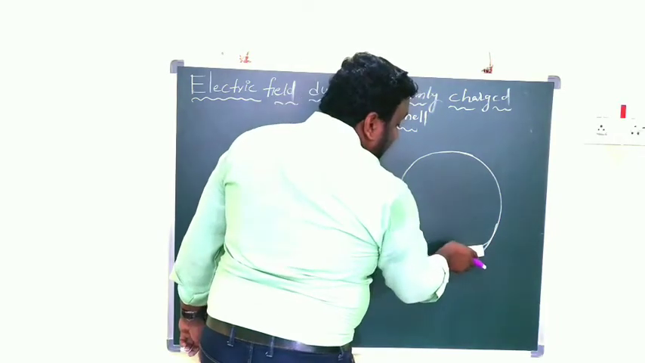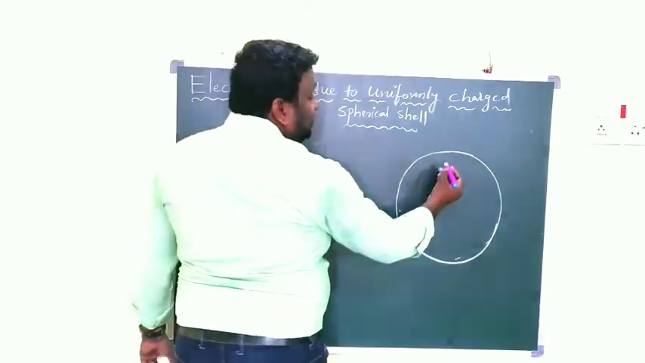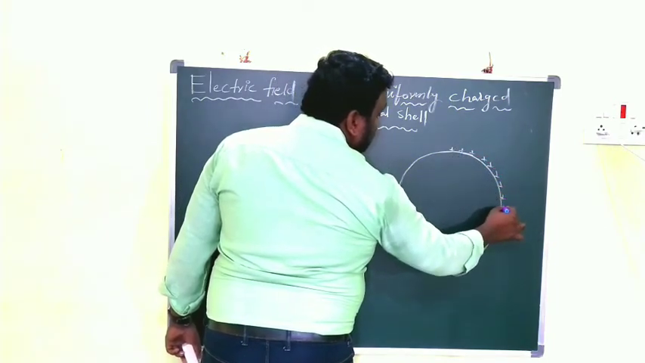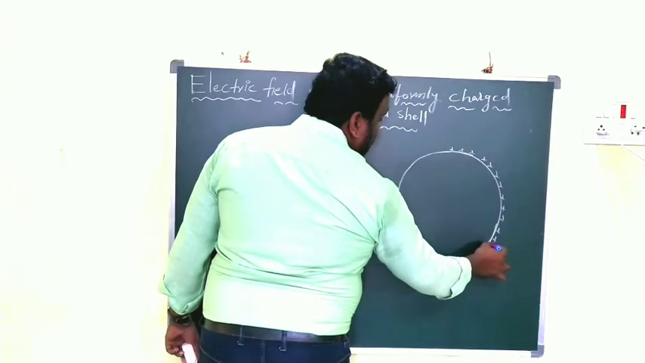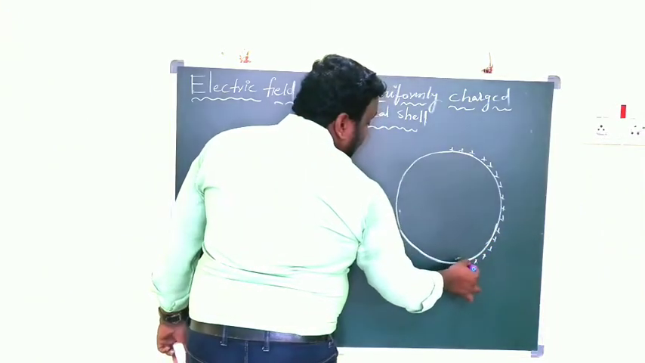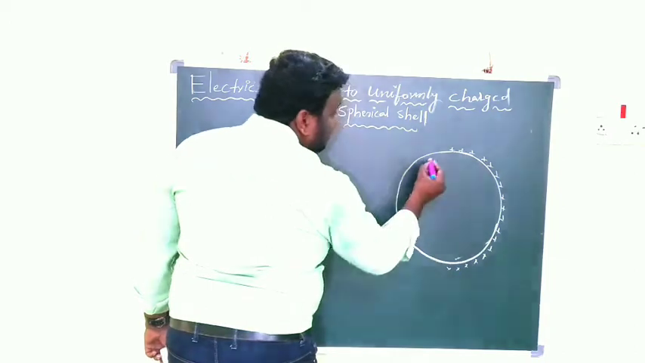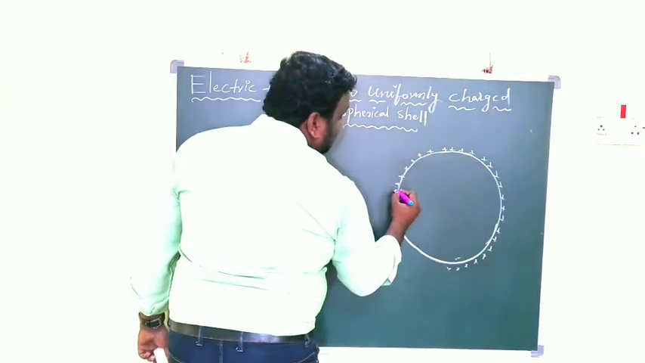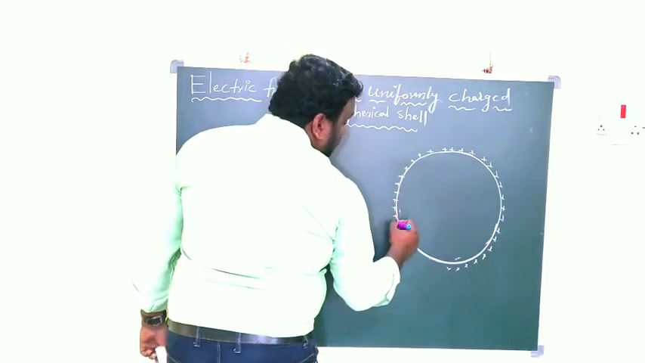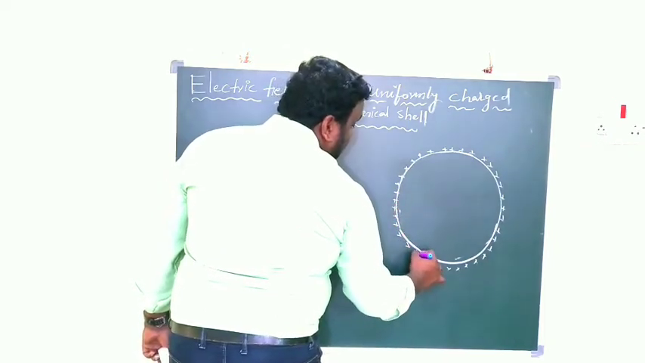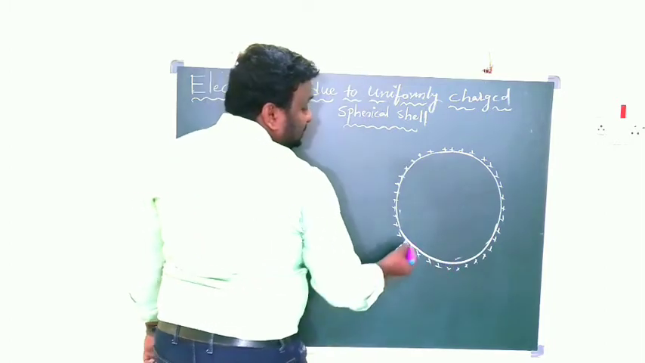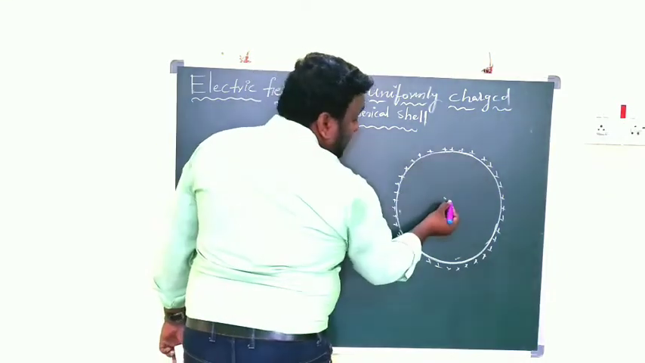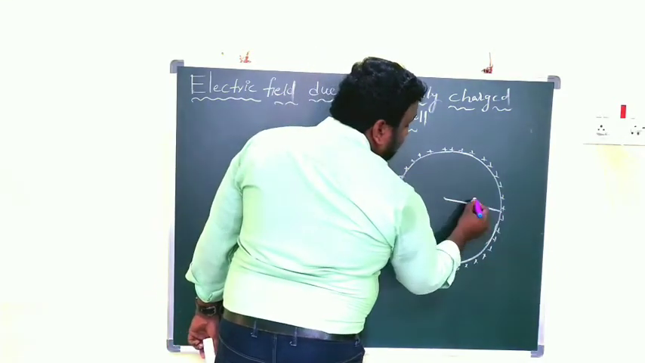You have to take the thin shell, and that should be a positively uniformly charged distribution. It is a positively charged shell. When the charge is positive, the electric field is always radially outwards. Now we are taking this one charged shell of radius capital R.